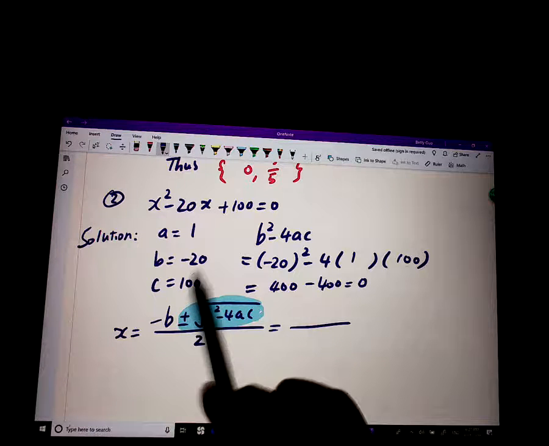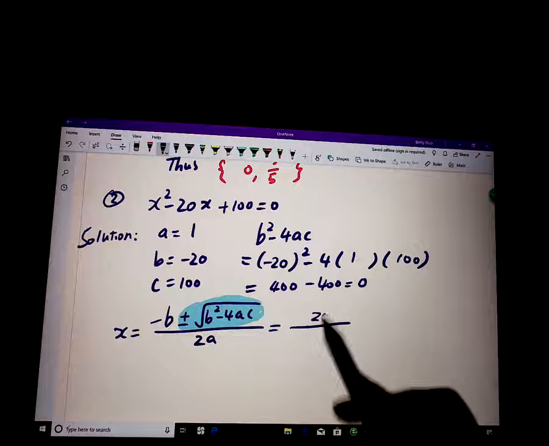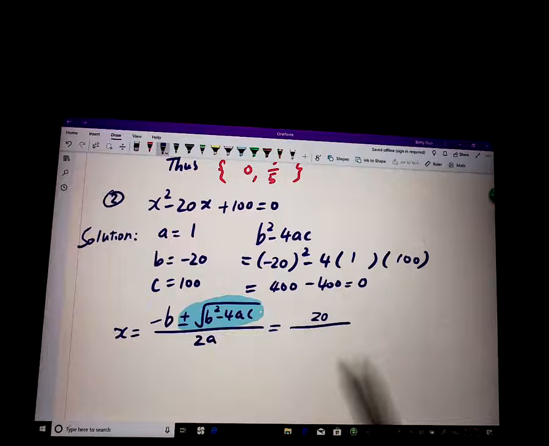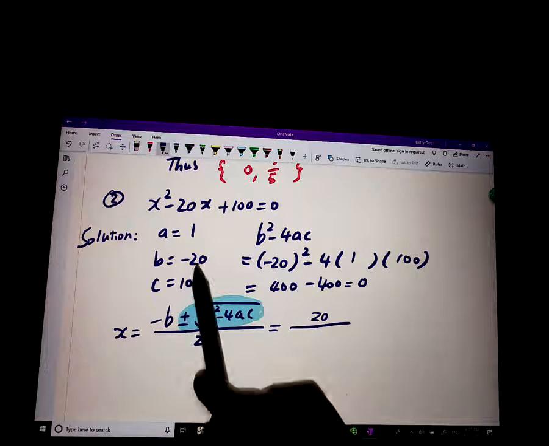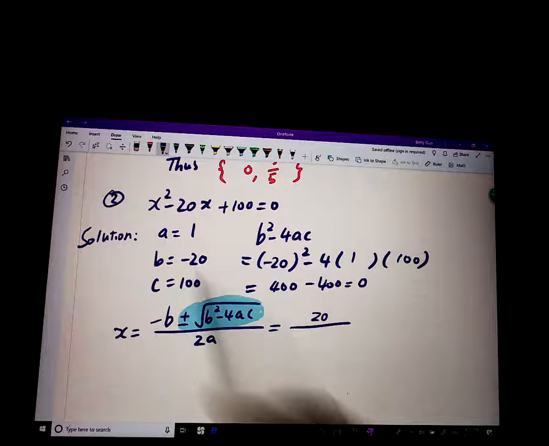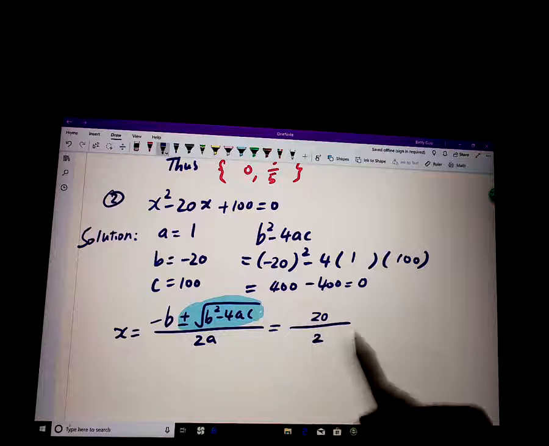Yeah, there's a reason people mess this up. Maybe because of the sign. B is a negative 20. The opposite of B is a positive 20. Just slow down. Take your time. B is a negative 20. The opposite of B is a positive 20. A is 1. Twice of A is 2.